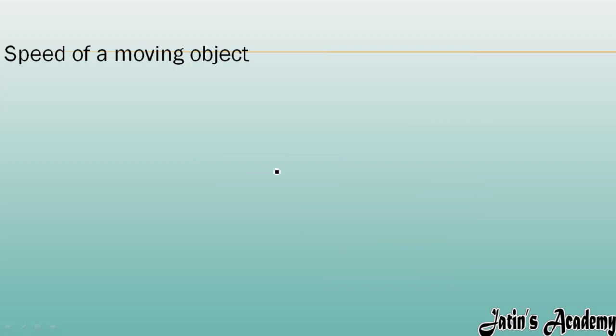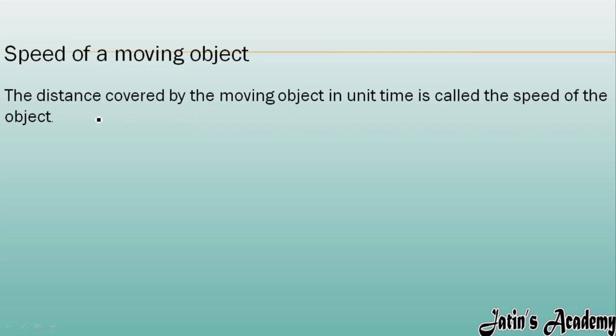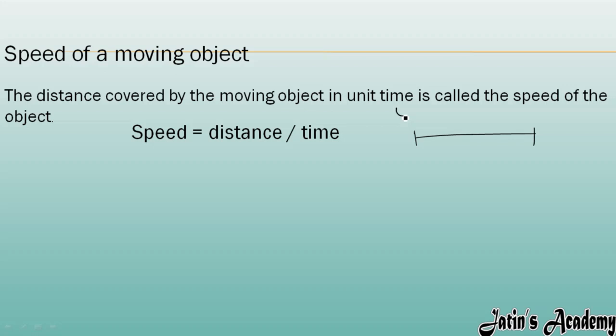Next we have the speed of a moving object. What do you mean by speed of a moving object? Distance covered by a moving object in unit time. How much distance has the object covered in how much time? For example, this is an object. This much distance that object has to cover in a particular time. So distance over time will give you speed. So distance covered by a moving object per unit time is known as its speed. Speed is equal to distance over time.